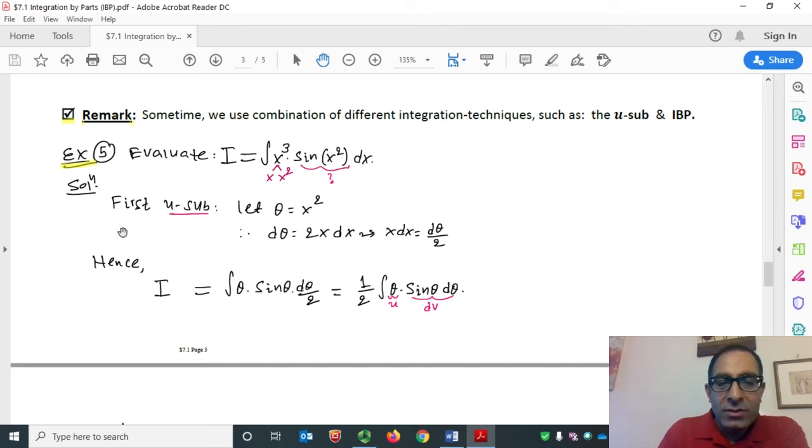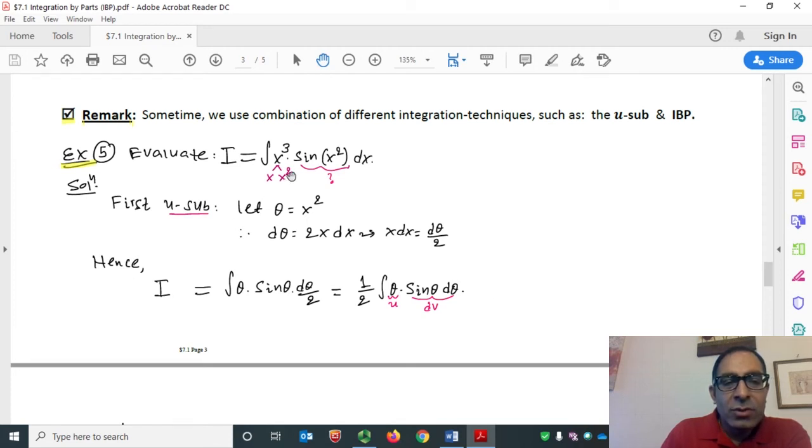So first let's use u substitution. Put theta equals x squared. I use the theta variable here because I reserve u for the integration by parts formula. After we put theta equals x squared, take the derivative: d theta equals the derivative of x squared, which becomes 2x dx. Divide both sides by 2, then x dx equals d theta over 2.